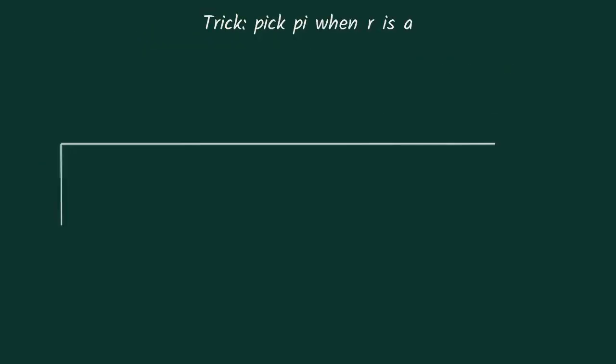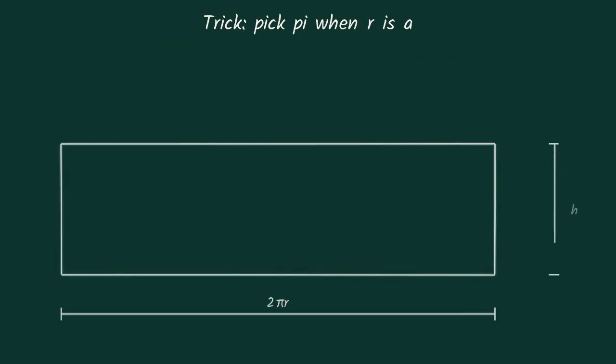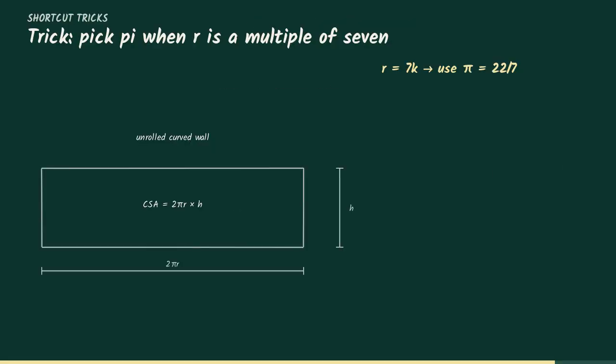When the radius is a multiple of 7, take pi as 22/7 so the 7 cancels before any other arithmetic. That is why SSC loves radius 7, 14, 21.